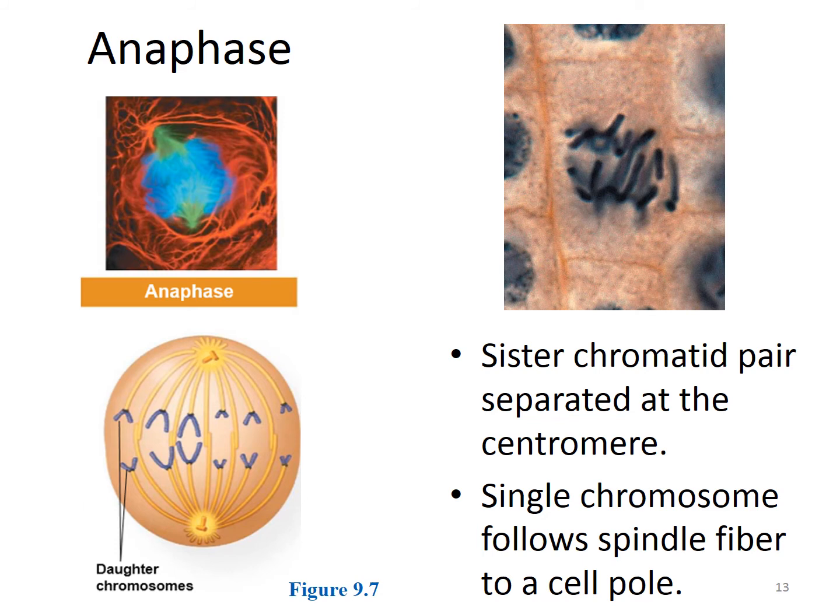Basically what they're doing is they're following those spindle fibers back to the opposite poles of the cell. And there's different mechanisms for the separation of those sister chromatids. Essentially the spindle fibers act as a track, and the individual chromosomes are going to follow that track back to the opposite poles as they move away from one another, and eventually will become individual chromosomes in the daughter cells. And so anaphase is the first time that we see the separation of the sister chromatids as they begin to follow those spindle fibers to the opposite poles of the cell.